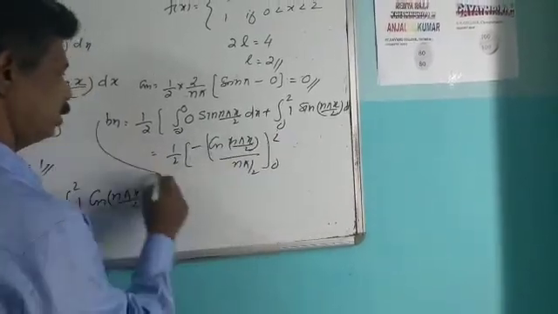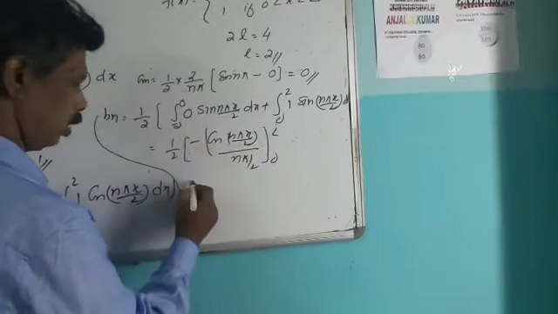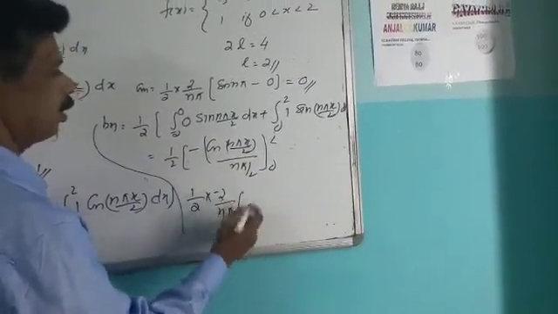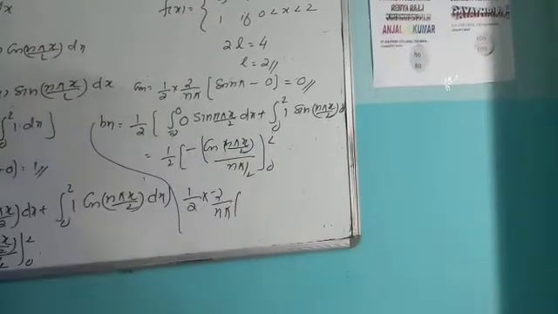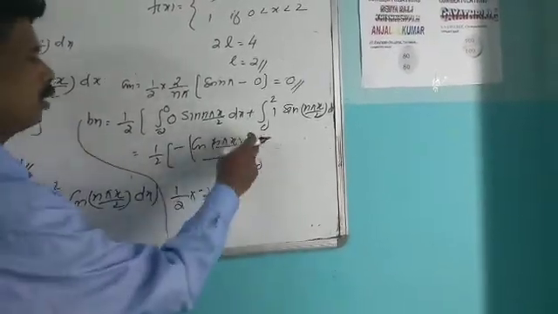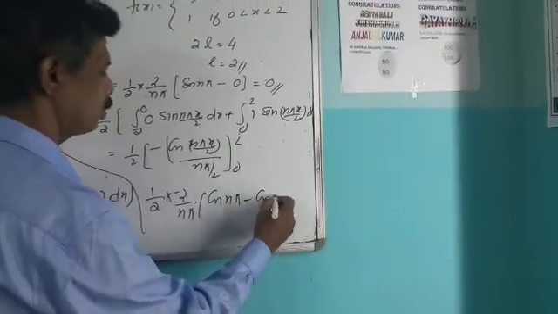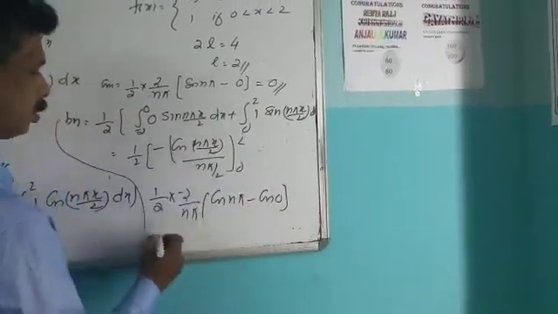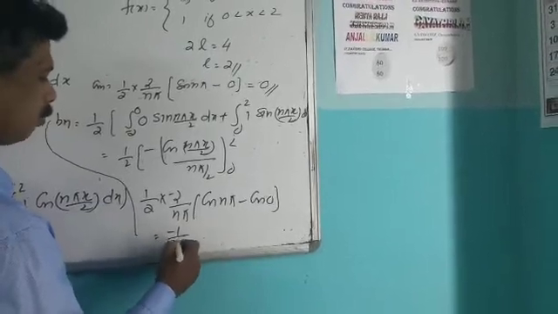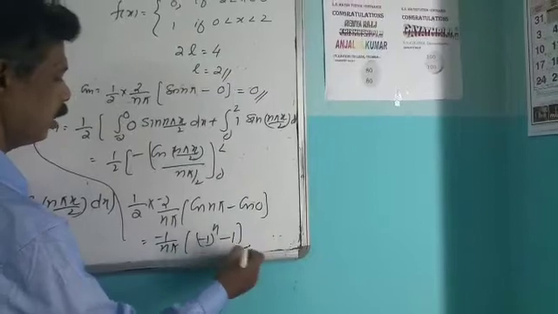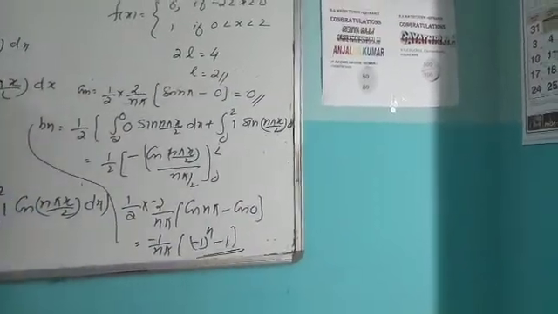Take the reciprocal of the term: 1/2 into minus 2/(nπ). Apply the upper limit cos nπ and the lower limit cos 0, so cos nπ minus cos 0. We can cancel this term: minus 1/(nπ) into (−1)^n minus 1, since cos 0 is equal to 1.